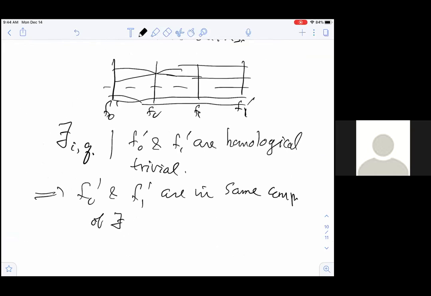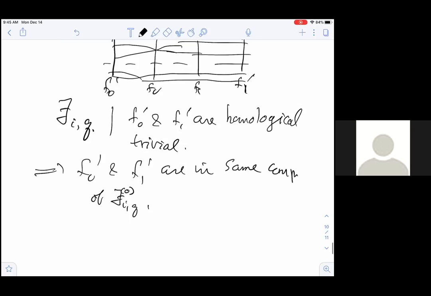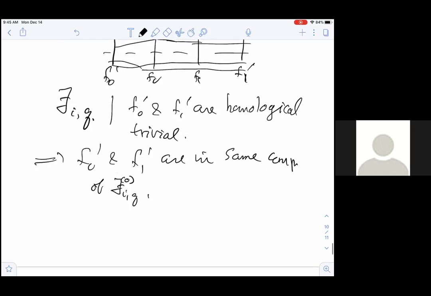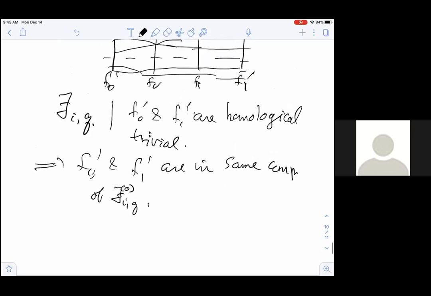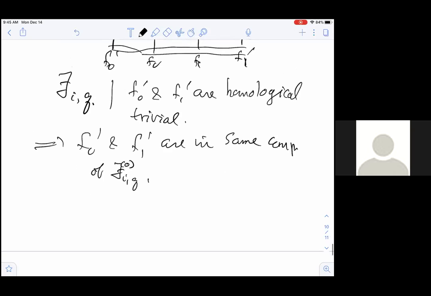of FIQ naught. So there is another path that connects F0 prime to F1 prime that just has everything going straight across.